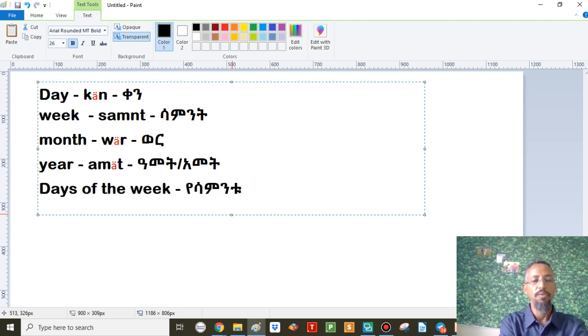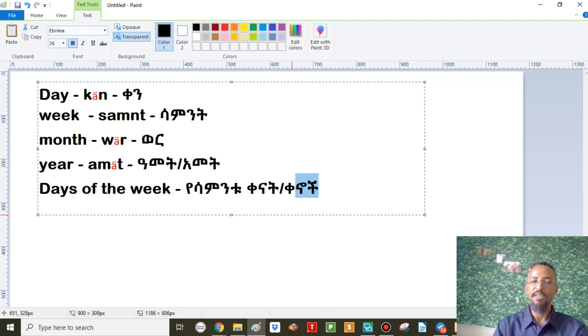Yesammentu, we say of the week is yesammentu. Cannot is the plural form of can. Cannot or kanuch. We have two forms of pluralization. And that's again another thing. One pluralization is the Giz form, and another is the Amharic form.